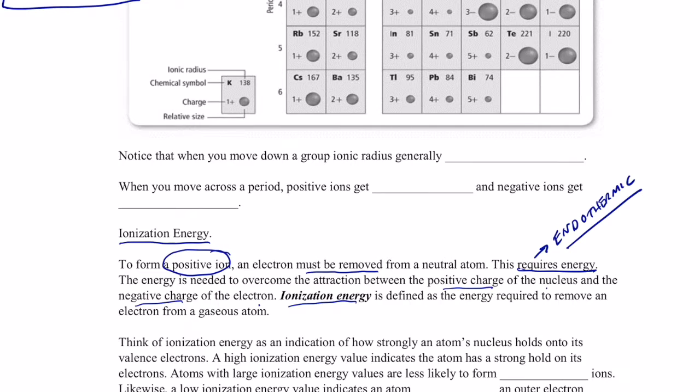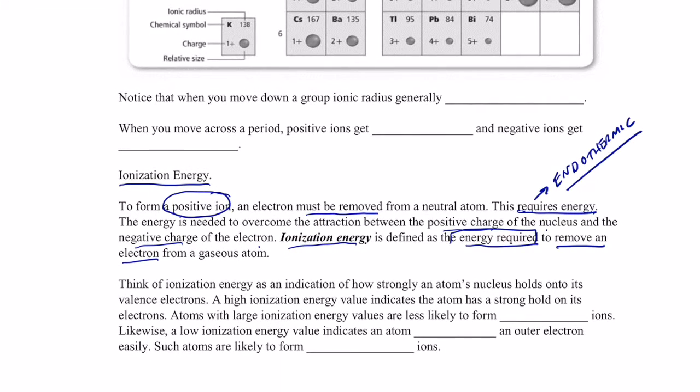So ionization energy is defined as the energy required to remove an electron from the gaseous atom. Now I want you to think of ionization energy as an indication of how strongly an atom's nucleus holds onto its valence electrons. A high ionization energy value indicates the atom has a strong hold on its electrons. Atoms with large ionization values are less likely to form positive ions because it's hard to take away electrons. And remember, to make a positive ion, you've got to take them away, and if the ionization energy is high, it's hard to remove that electron, so they don't form positive ions very easily.